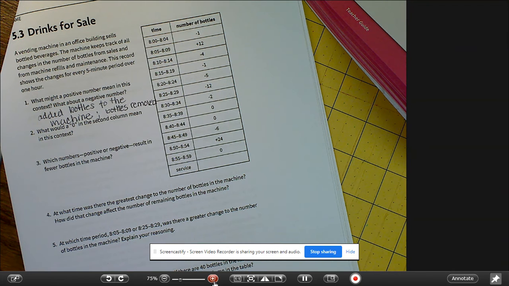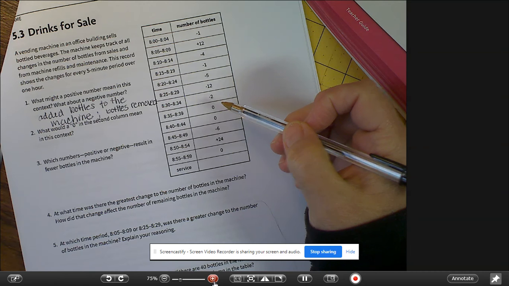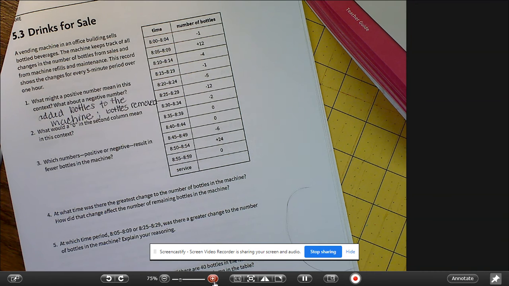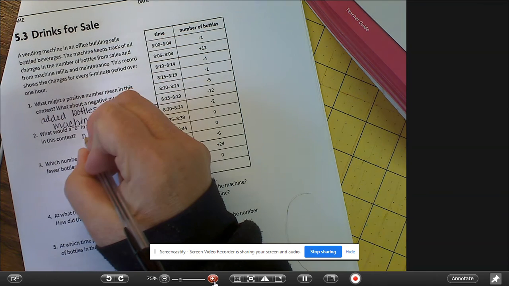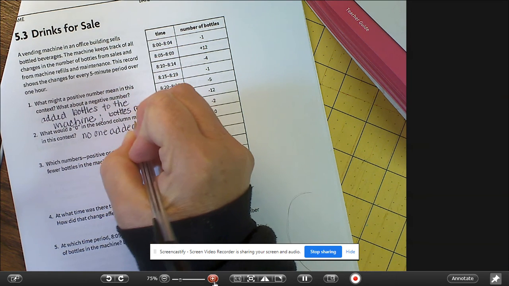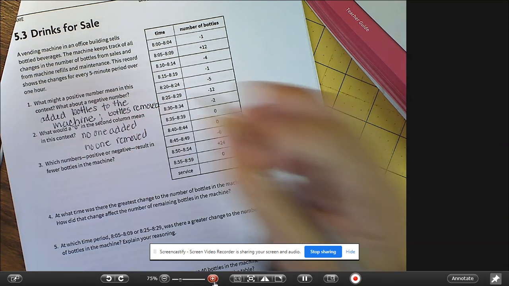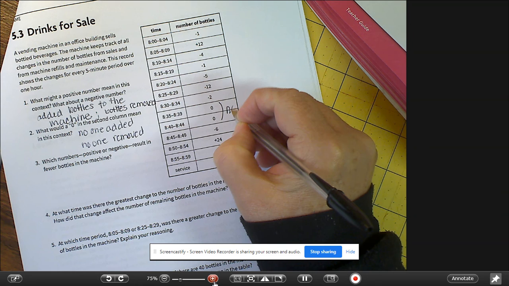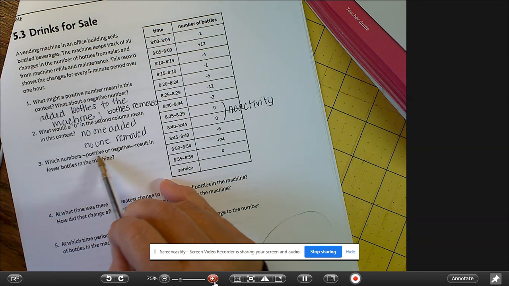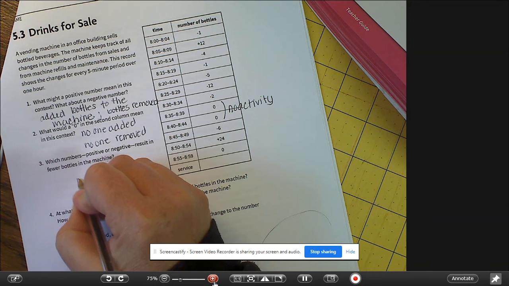Number 2, what would a 0 in the second column mean in this context? So zeros here would mean there was no activity. No one added, no one removed any bottles, right? So no activity. That's what this means. No activity. Which numbers, positive or negative, result in fewer bottles in the machine? That would be negative.